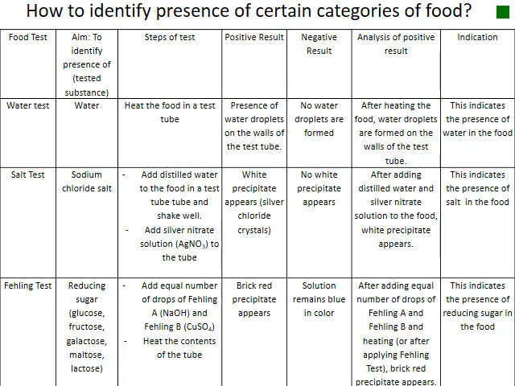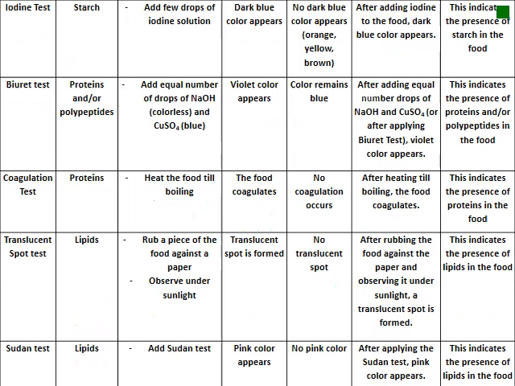So the analysis of the positive result: after adding an equal number of drops of Fehling A and Fehling B and heating, or simply you can say after applying Fehling test, a brick red precipitate appears. This indicates the presence of reducing sugar.